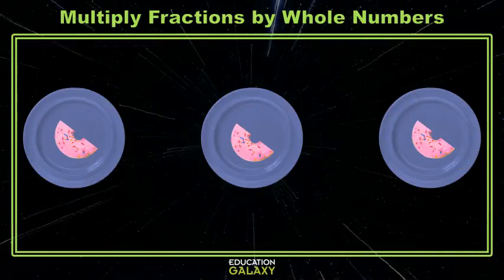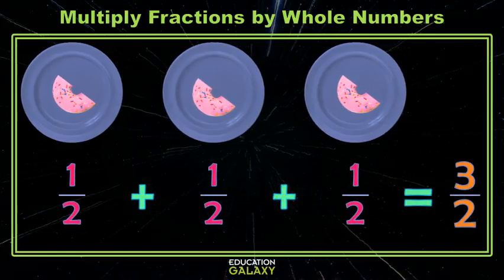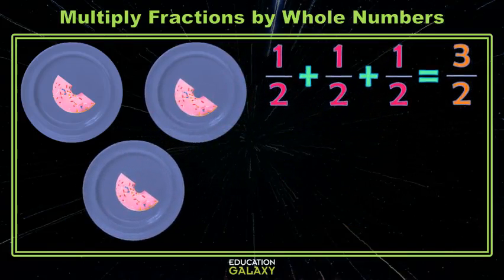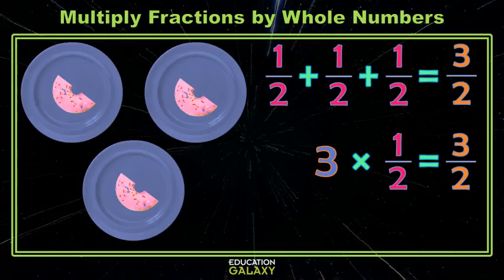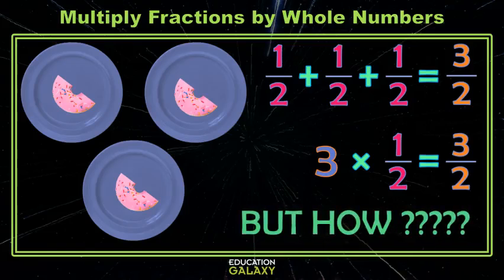Here I have 3 plates, and each plate has 1/2 of a donut. If I wanted to know the total number of donuts, I could add 1/2 3 times, still using our friend repeated addition. And I know that that is, anyone? 3/2, correct. Now, what you're all wondering is, can I still use multiplication? Yes, you can. Here I have 3 groups of 1/2, so I can say this is 3 times 1/2, and I still get the same answer. But you're wondering, how? Well, we'll get to that.